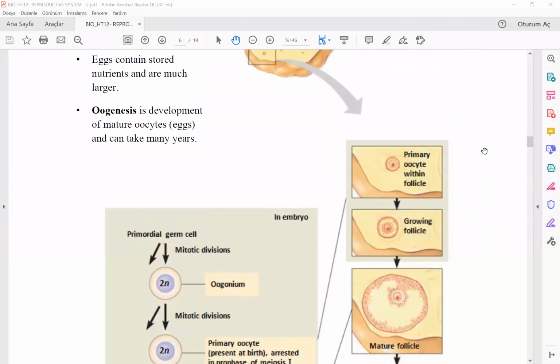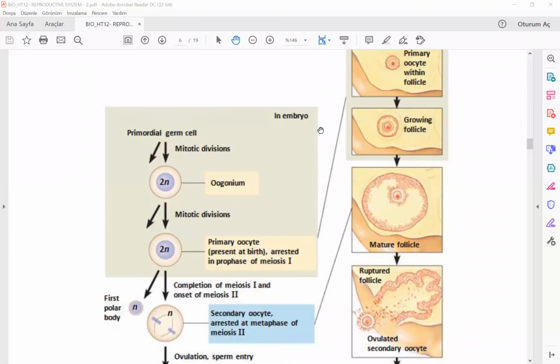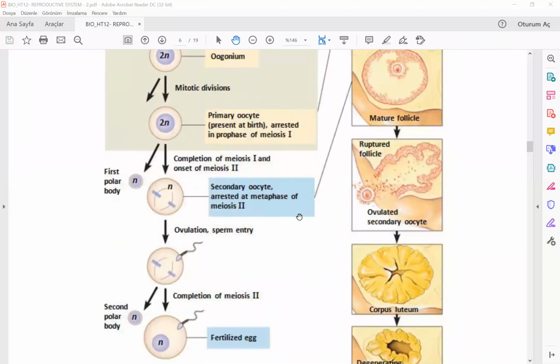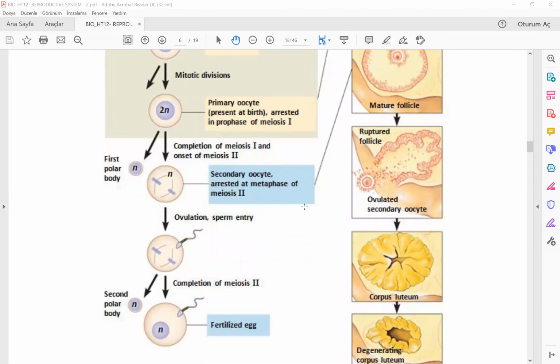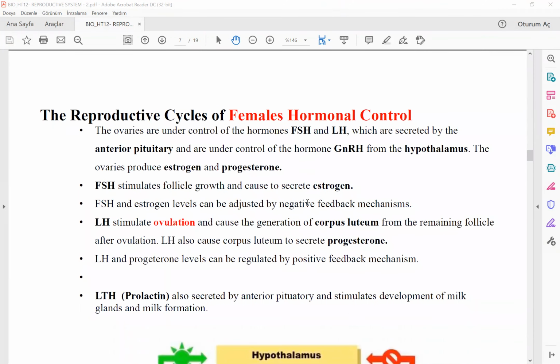Oogenesis is the production of ovum, or egg, or oocyte in the ovaries. It starts in the embryonic period, and then continues from puberty to menopause actually. Let me explain the female reproductive hormones and their cycles.